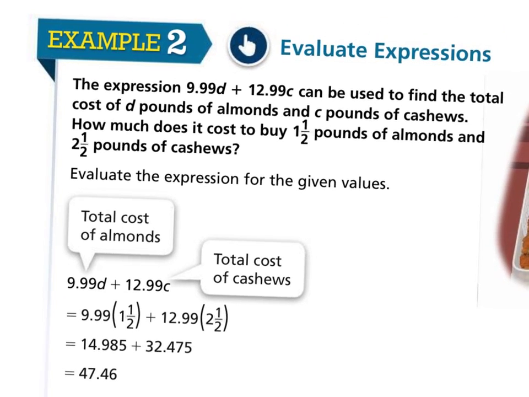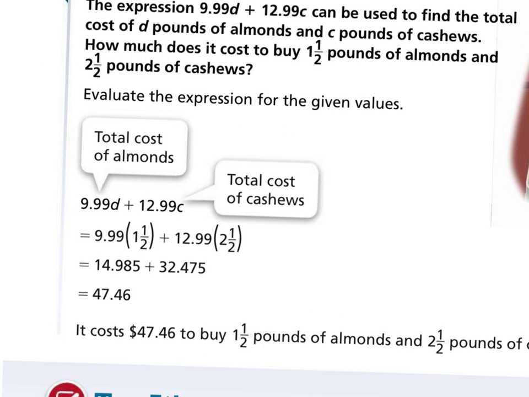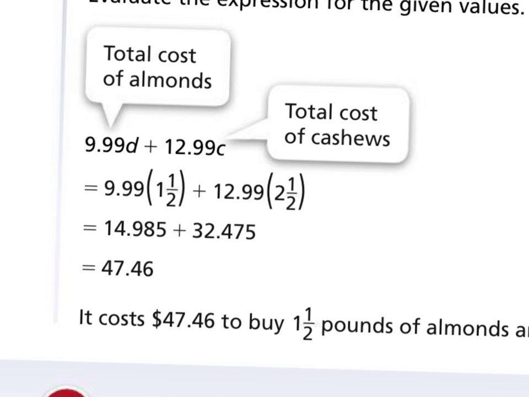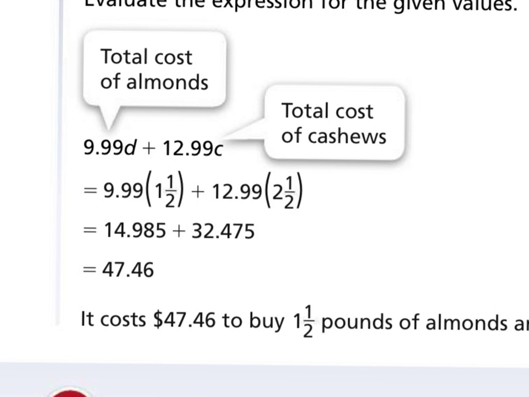Example 2, the expression 9.99D plus 12.99C can be used to find the total cost of D pounds of almonds and C pounds of cashews. How much does it cost to buy 1.5 pounds of almonds and 2.5 pounds of cashews? So they are giving us the expression, and this is just a matter of, like we talked about with our vocabulary, substituting and evaluating. So we're just going to replace for the almonds, replace the D with the 1.5, and replace for the cashews, replace the C with a 2.5, and then multiply.